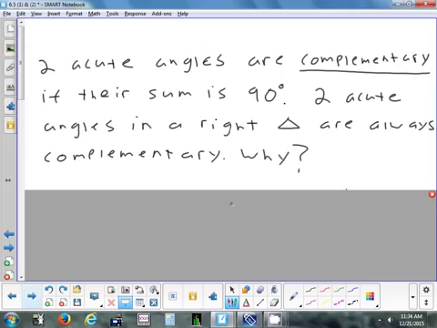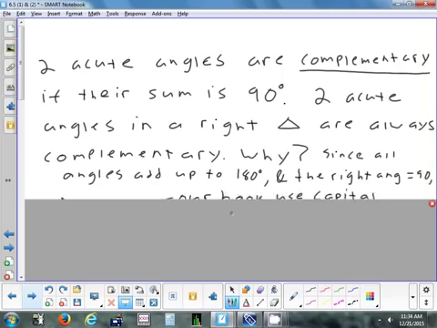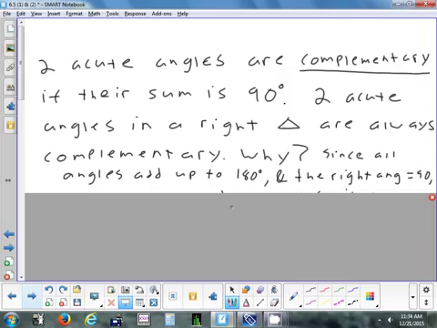So we could write, why is this true? Since all angles add up to 180, and the right angle is 90, the other two angles must add to 90.